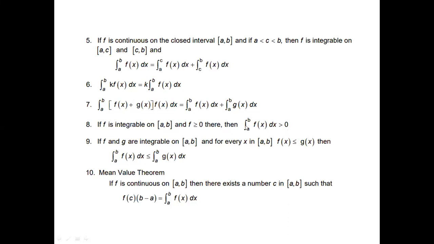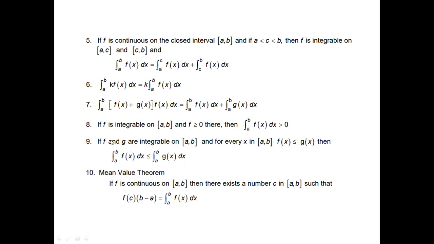If f of x and g of x are integrable on [a, b], we're now on the ninth, and for every x in [a, b], f of x is less than or equal to g of x, then the integral of f of x evaluated from a to b is of course expected to be either equal to or less than the integral of g of x evaluated from a to b.